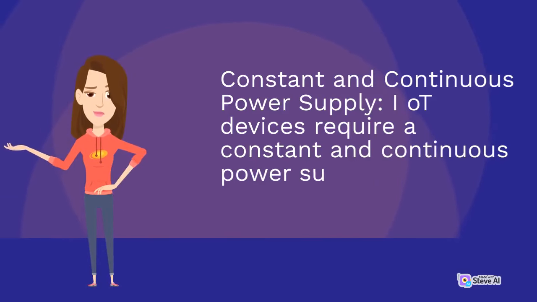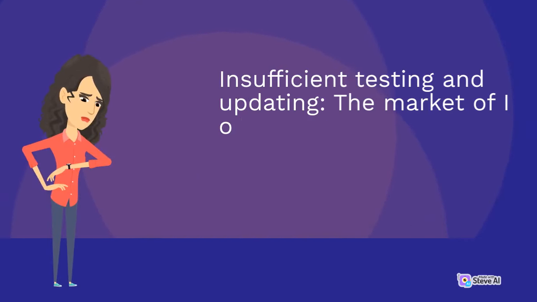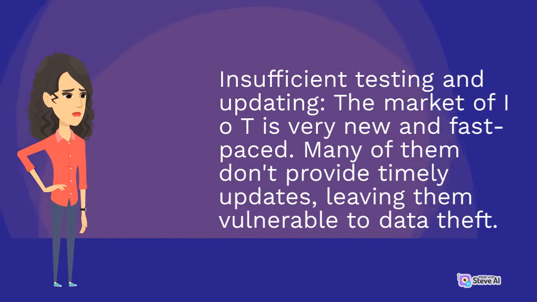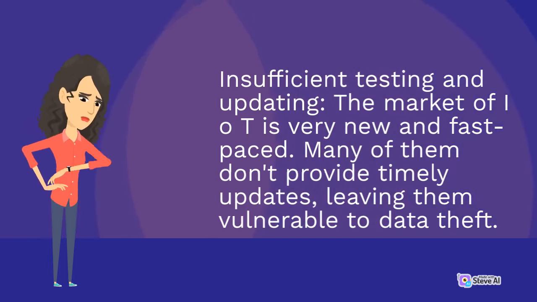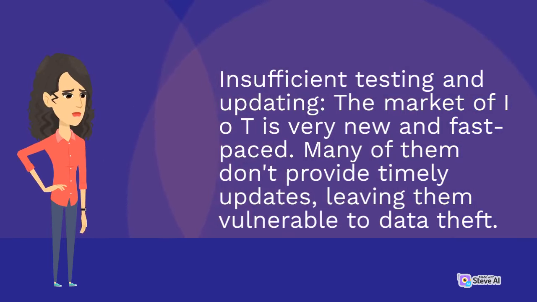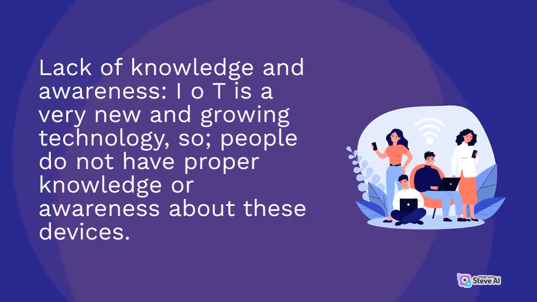Constant and continuous power supply. IoT devices require a constant and continuous power supply to act properly. It may not be easy in some cases. Insufficient testing and updating. The market of IoT is very new and fast-paced. Many of them don't provide timely updates, leaving them vulnerable to data theft. Lack of knowledge and awareness. IoT is a very new and growing technology, so people do not have proper knowledge or awareness about these devices.